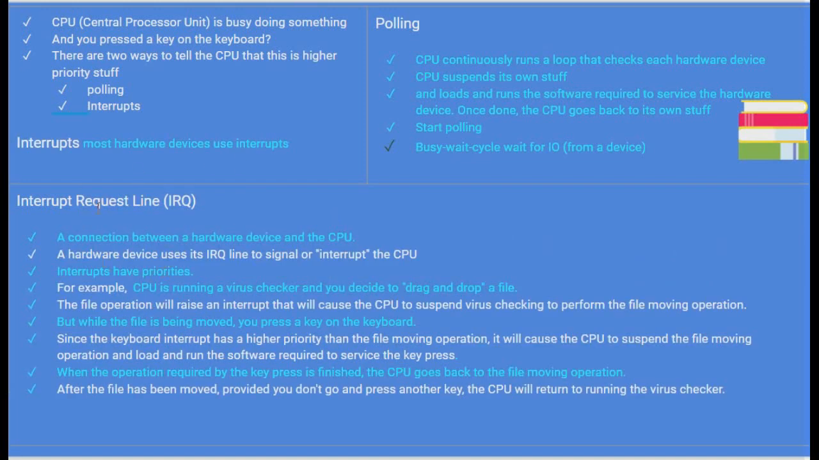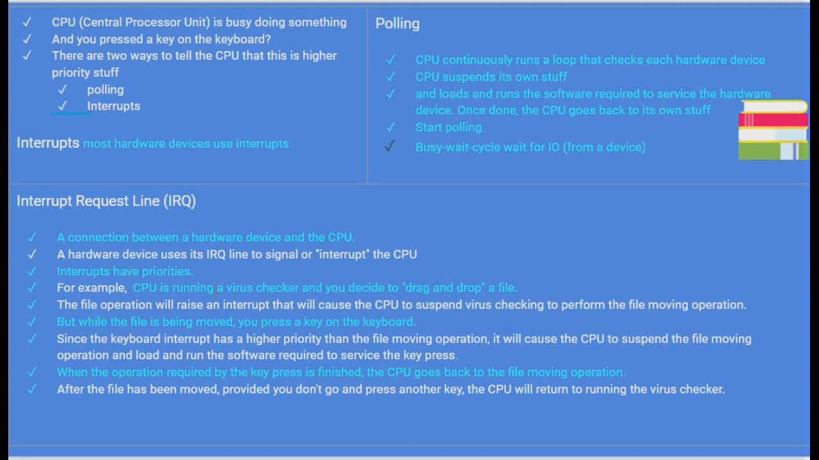Let's discuss more about what the interrupt request line is. It is a connection between the hardware device and the CPU. A hardware device uses its IRQ line to signal or interrupt the CPU.